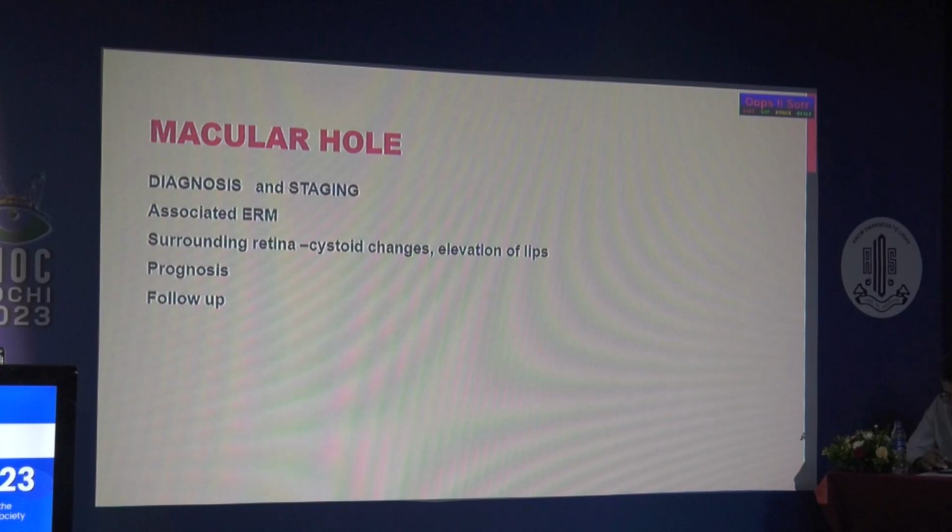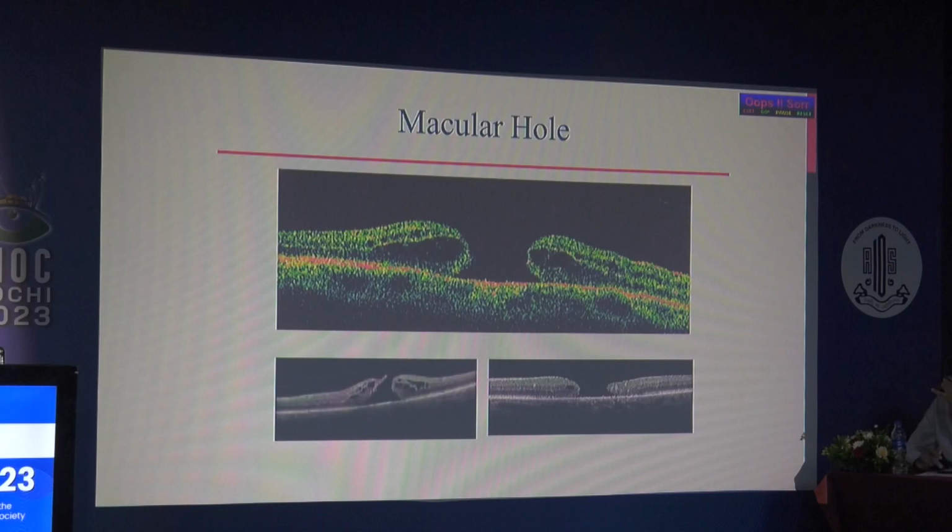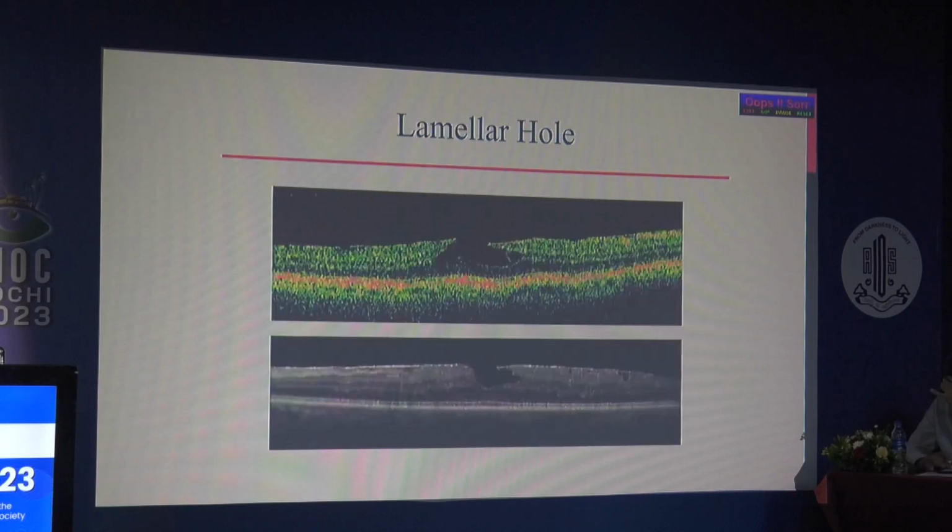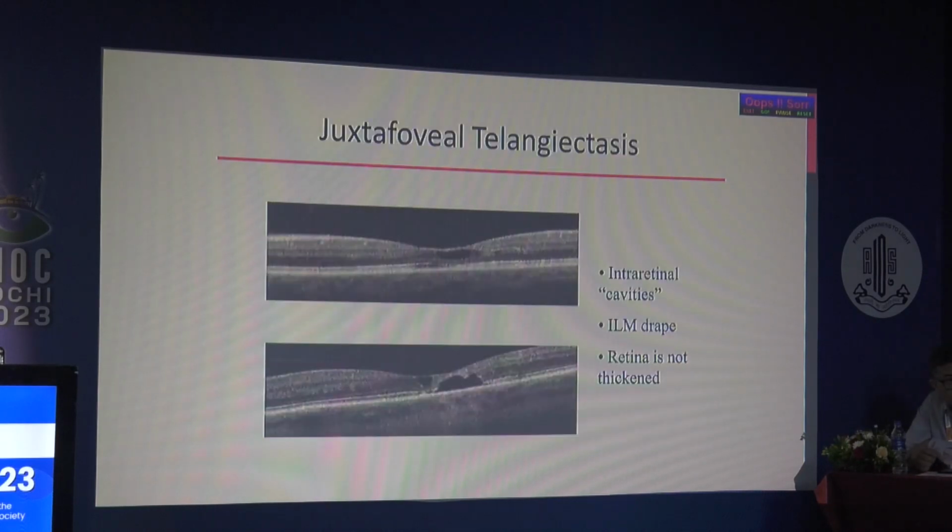Macular hole, of course, we are not going into detail. It is diagnosis and staging, associated ERM, surrounding retina, cystoid changes and prognosis. We have the hole form factor and all those things that go a long way in deciding the surgery and the prognosis you will expect for the patient. So again, this is a very common picture that you are all aware of. This is again an important thing when you go for a hole analysis. If there is tissue left, even a minor amount, these patients possibly will not need surgery immediately. You can just follow up.